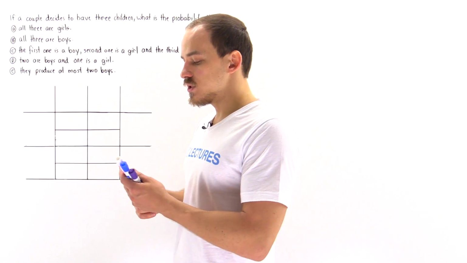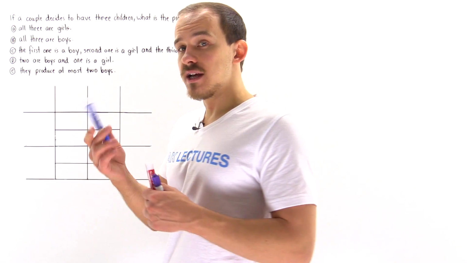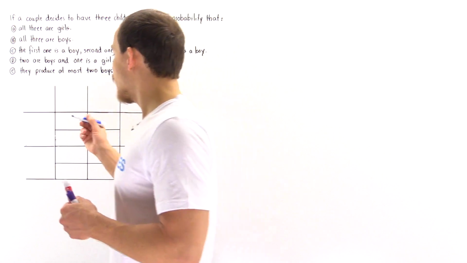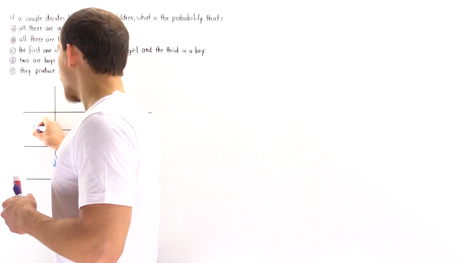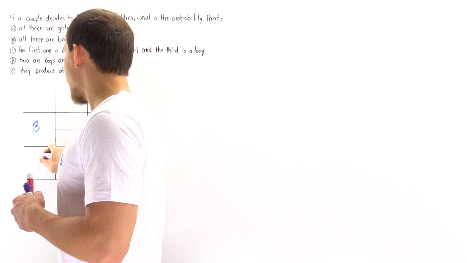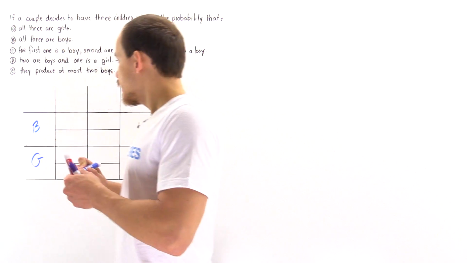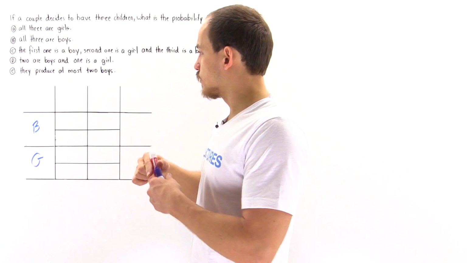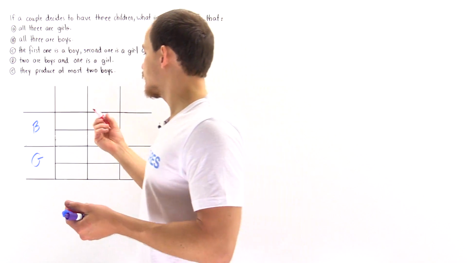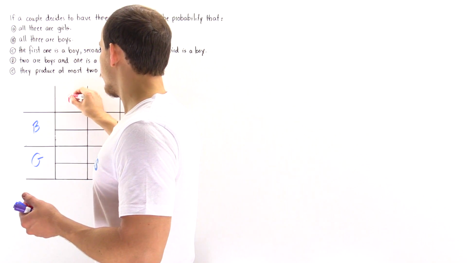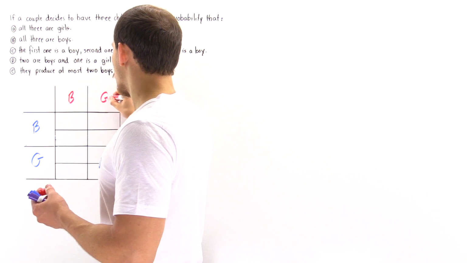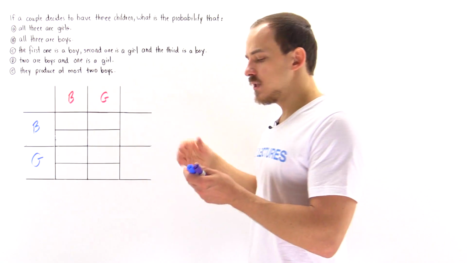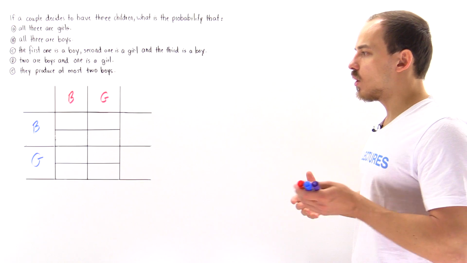So let's suppose that child number 1 we're going to designate with blue. So the possibilities are we either have a boy or we have a girl. Now, what about possibility number 2, child number 2? So the same exact thing. Let's use red. We have boy or we have a girl. And possibility number 3 is also a boy or a girl.